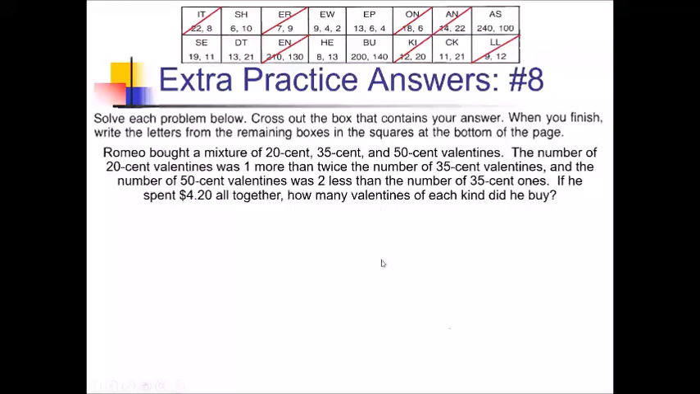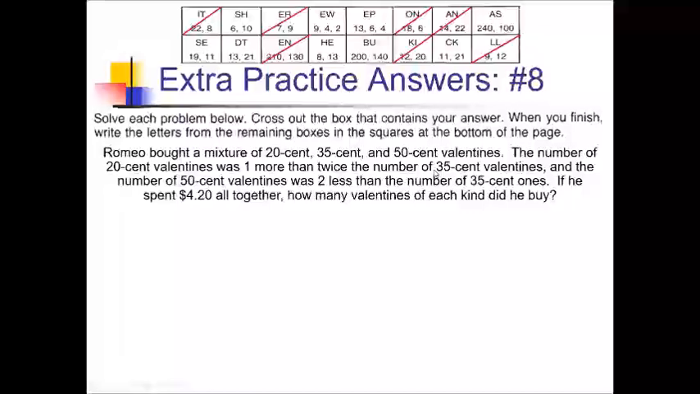All right, here we go. Final boss battle. And they really picked one for you here. So Romeo, it always comes down to love, doesn't it? Bought a mixture of 20, 35, and 50-cent Valentines. Number of 20 cent was one more than twice the number of 35 cents, and the number of 50 cents Valentines was two less than the number of 35-cent ones.